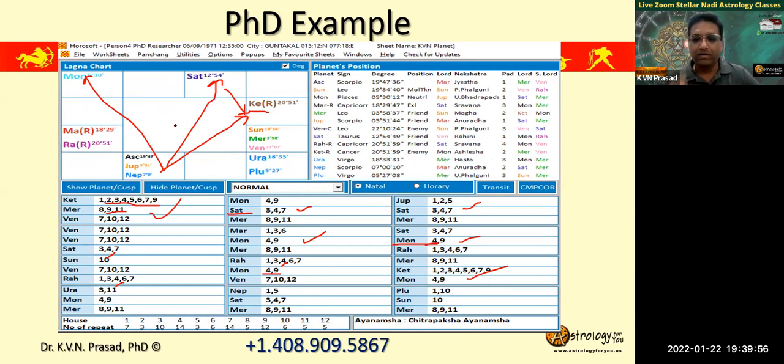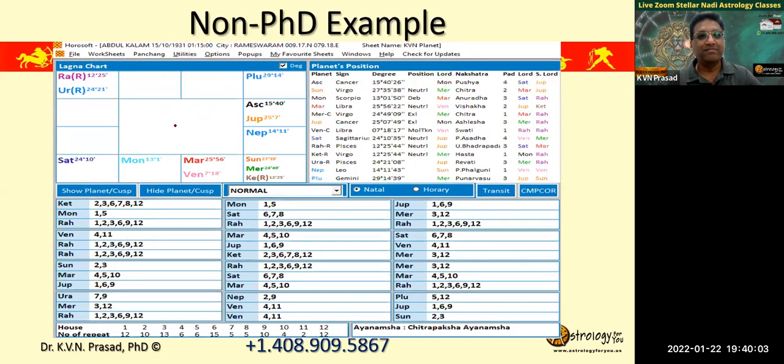Right. Okay. Now let's take another example. This is a very good one. I love this example: Abdul Kalam. What is the combination? Now you tell me.